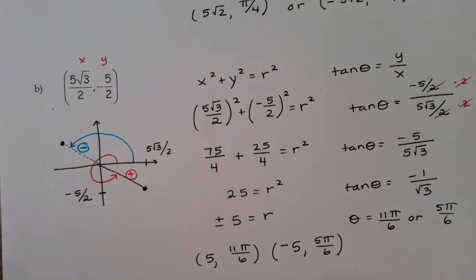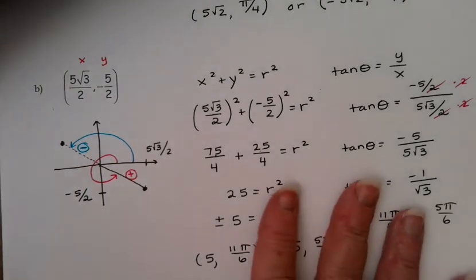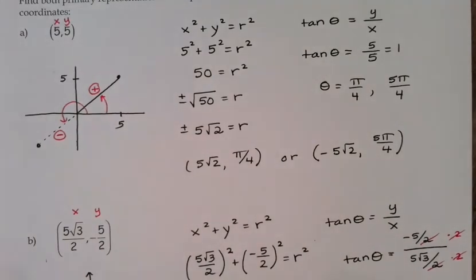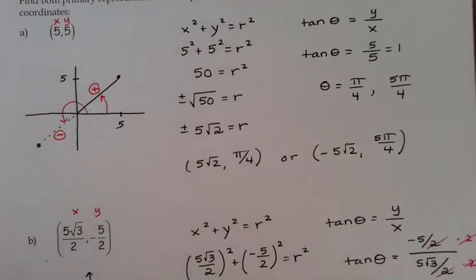So, mostly it's algebra and arithmetic here, but there's a little geometry involved going this direction. We have to think about the quadrant, so we pair up the correct r with the correct theta. All right, that brings us to the end of part A here. We'll come back and continue to talk about polar coordinates in our next video.